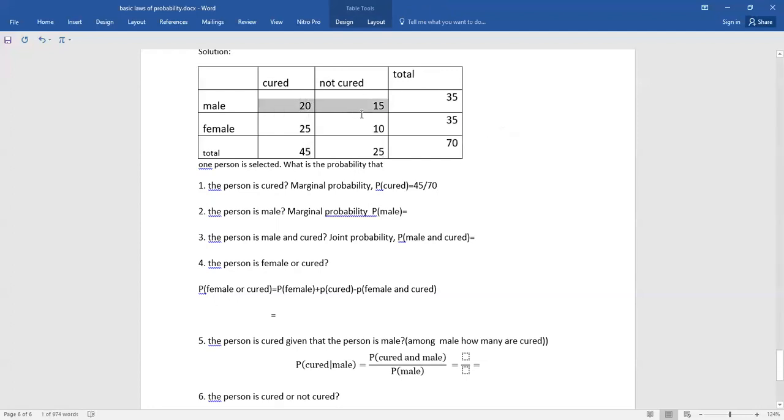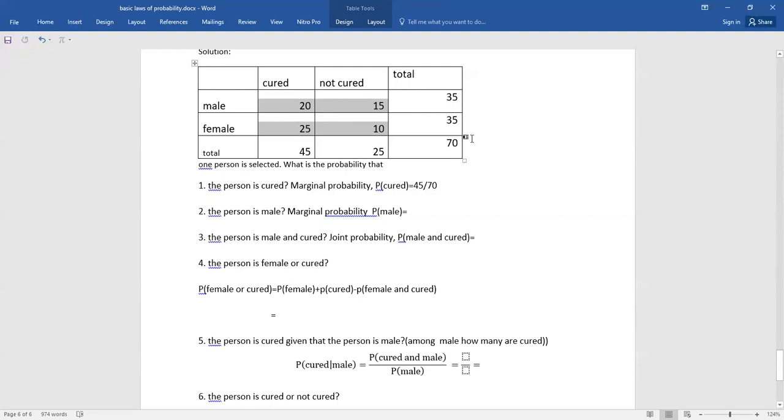And inside, see, there are also 4 inside intersections: male and cured, male and not cured, female and cured, and female and not cured. These 4 are called joint numbers. When you find the probability of male and cured, this is called joint probability. Also there are 4 joint probabilities.